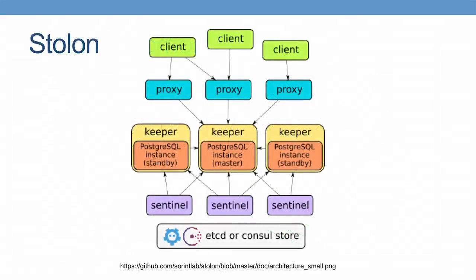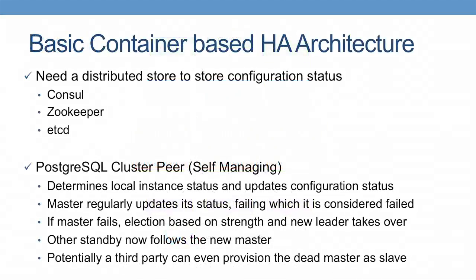Governor is not the only project out there in that scope. There is another project called Stolon. On a high level, it does similar things, but their implementation is quite different. They have their own proxy mechanism, so they can actually control who gets to what node also.